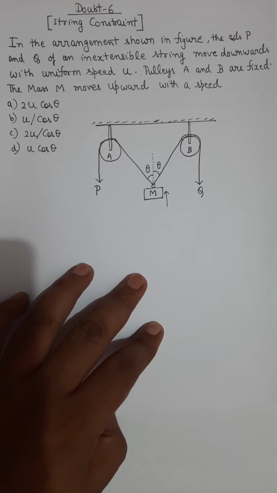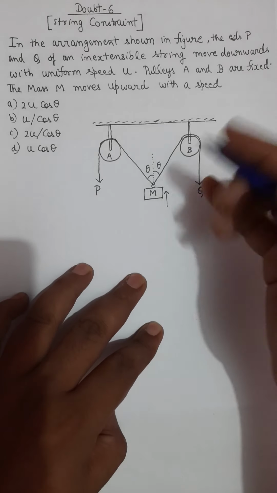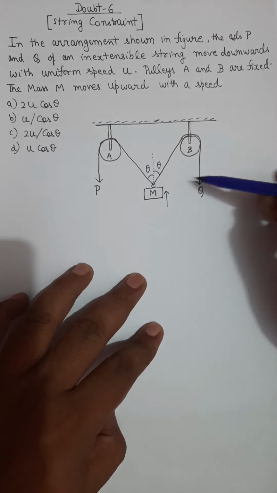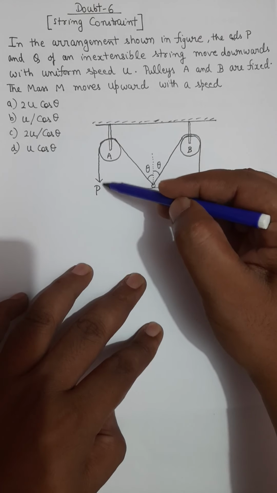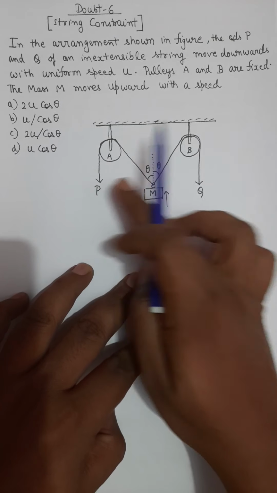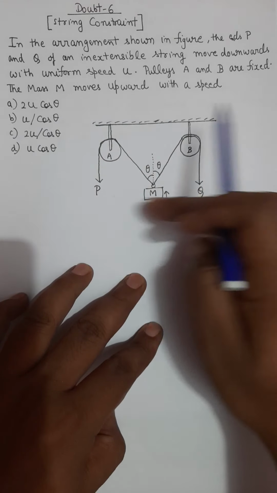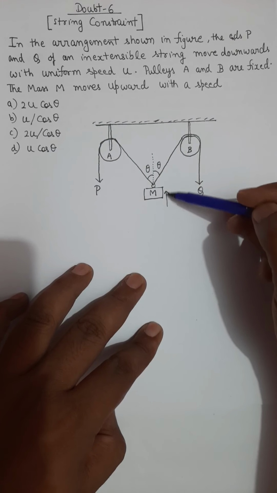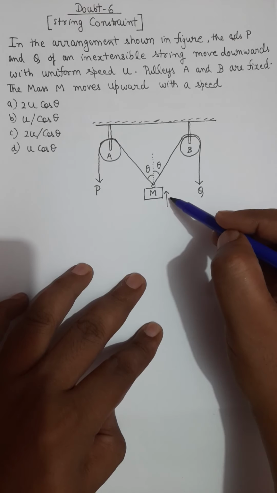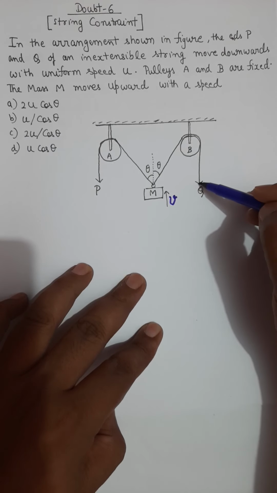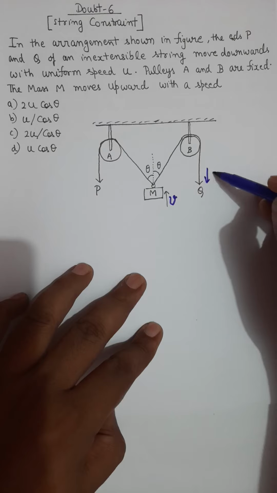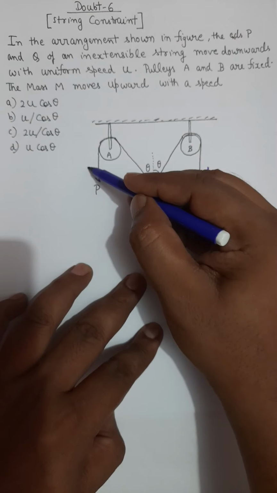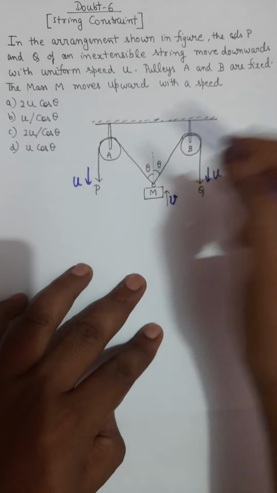This question is like P and Q are 2 points, right? P and Q are 2 points and they are coming downward with the speed u. P and Q are the 2 points which are coming downward with the speed u, and this mass is going upward with certain speed. Let's say this mass is going upward with speed v and this Q point is coming downward with the speed u. Similarly, point P is moving downward with the speed u.